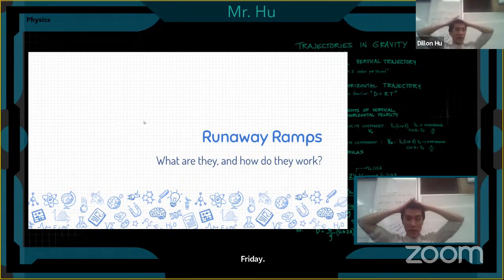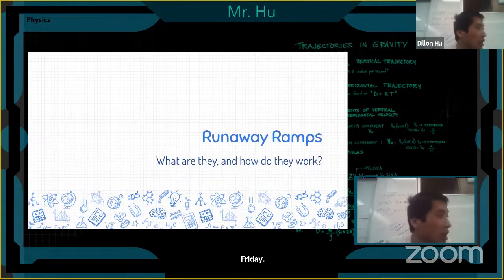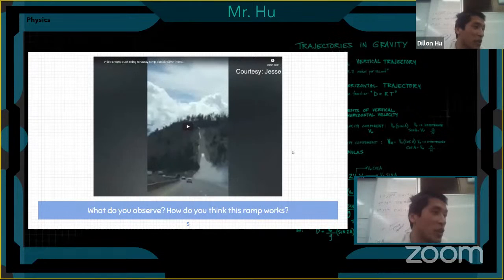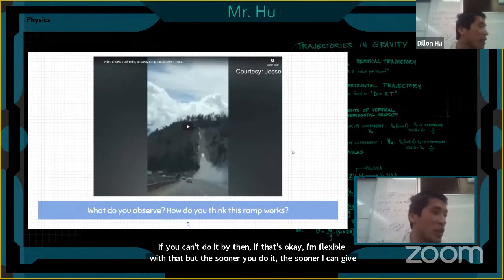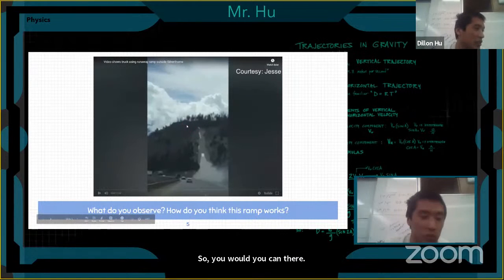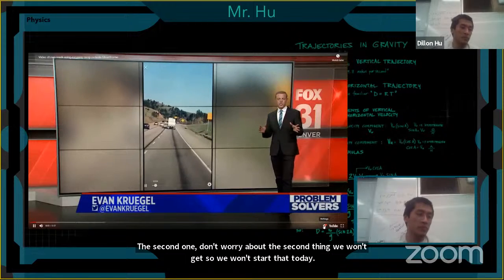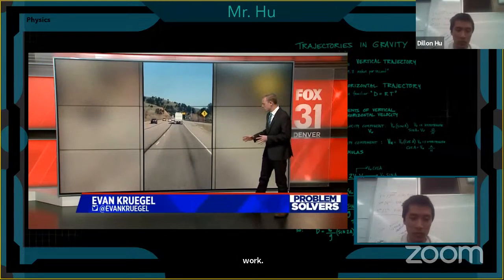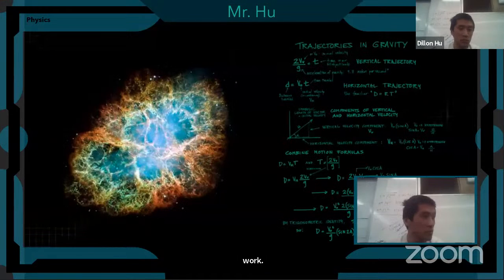Okay. So today we're going to be talking about runaway truck ramps, and we're going to talk about what they are and how they work. To first get our brains going, we are going to watch a video of a runaway truck ramp being used in action here.